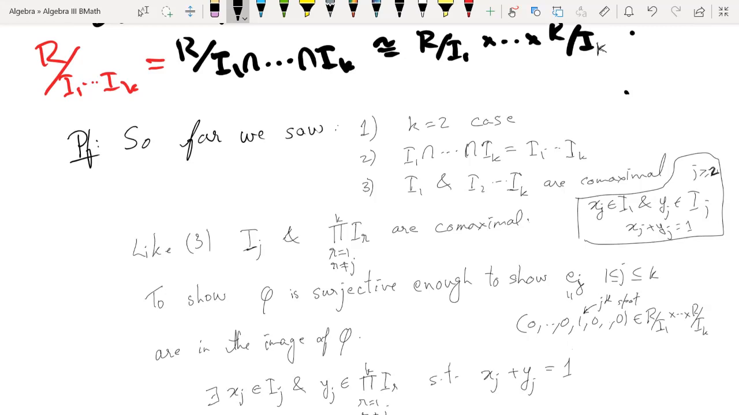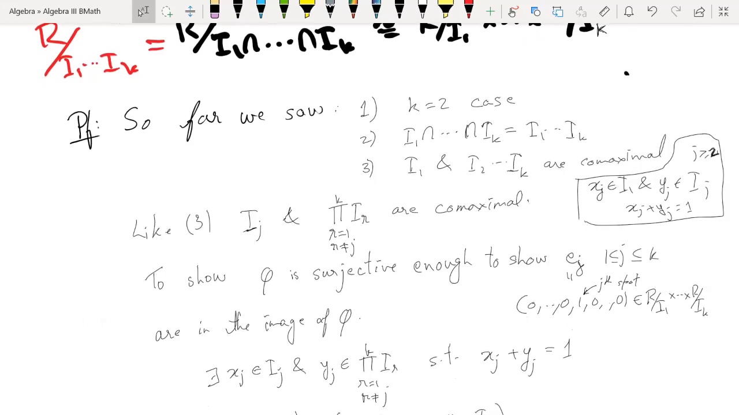I went over this a little fast, so I'll show why it is enough to show that the ej are in the image of phi. I'll do that in a bit. But first let me show that the ej are indeed in the image of phi. For that we'll use the fact that Ij and this other ideal are co-maximal, this statement.